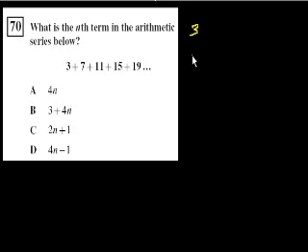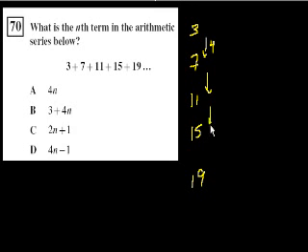Let me write all of this. 3, and then we go to 7, then we go to 11, and then we go to 15, then we go to 19, right? So we go 3, and we're adding 4 every time. So you get the sense that each term in the sequence is going to be 4 times the nth term, right? But that doesn't quite work out, because if this is the first term, 4 times the first term is 4, and 3 is less than 4.